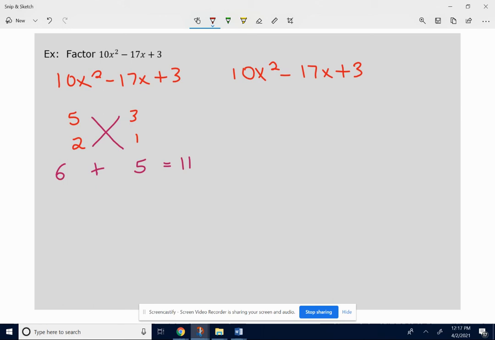Okay, 10x squared minus 17x plus 3. Two things that multiply together need to give me 10. Okay, 5 and 2. Two things that multiply together to give me a positive 3. Well, you know what? I'm going to try two negatives, a negative 3 and a negative 1. Because I don't know if I'm going to get that middle term to be a negative unless I see some negative somewhere. So to get a positive 3, I'm going to think of two factors of positive 3 as negative 3 and negative 1.